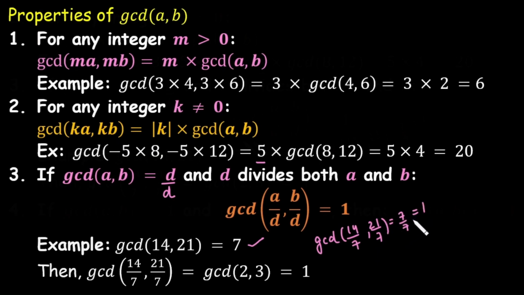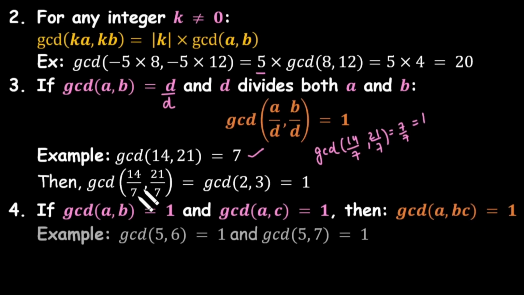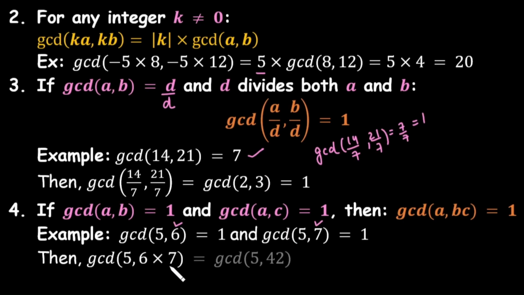Next we have, if the GCD of A and B is 1 and the GCD of A and C is 1, then GCD of B and C is also 1. Now what does it mean? If the GCD of two numbers is 1, it means nothing is common between these two except 1, and same for this one. And if we take the product of B and C, again nothing is common between the product of B and C with A. For example, GCD of 5 and 6 is 1, GCD of 5 and 7 is 1. And if I multiply 6 by 7, that will be 42. Now GCD of 42 and 5 is again 1.